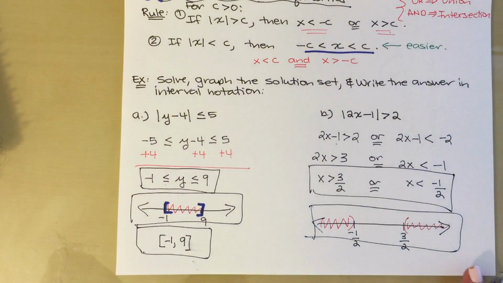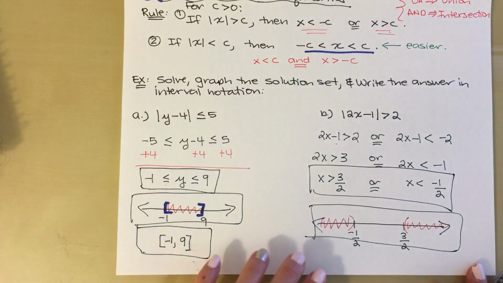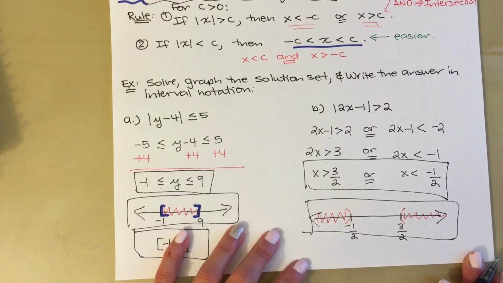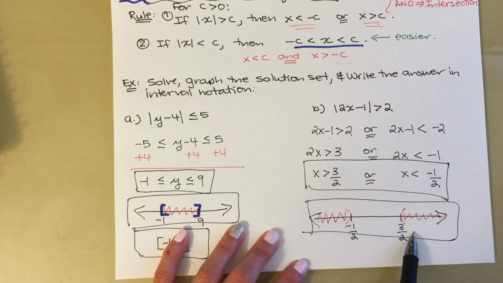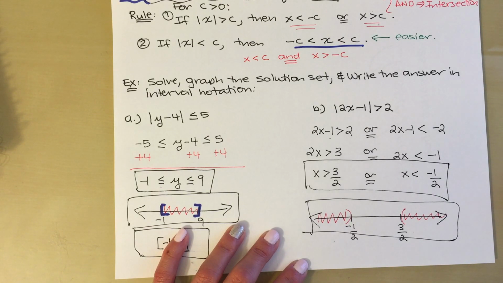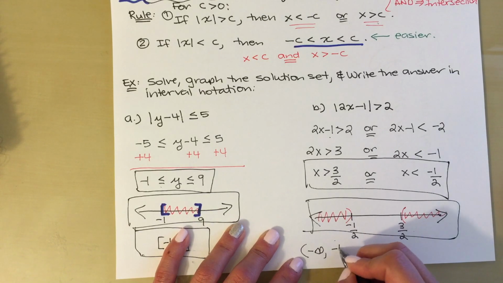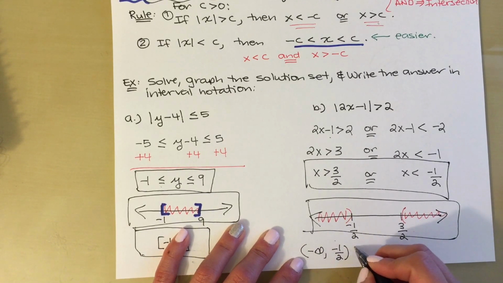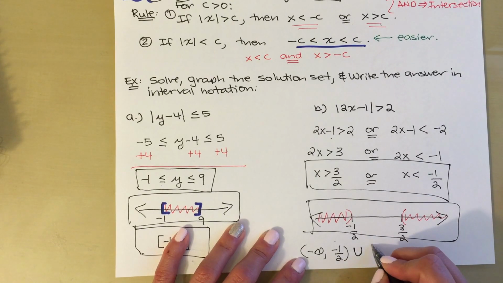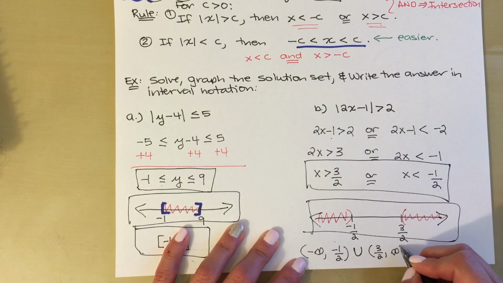Okay, you have to remember that or means union. So to write my answer in interval notation, you're going to write these two intervals separately and connect them with a u for union. So negative infinity to negative a half. Union, use a u, that's the symbol for union. 3 over 2, comma, positive infinity.